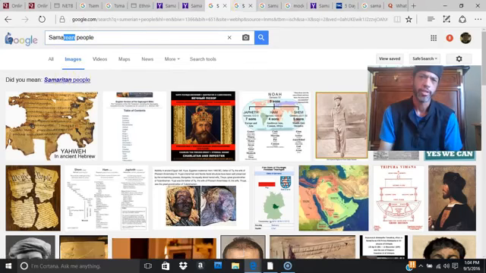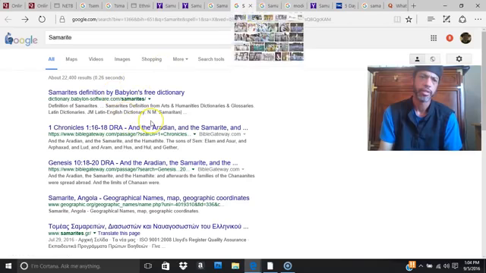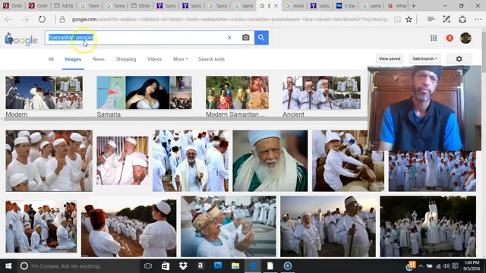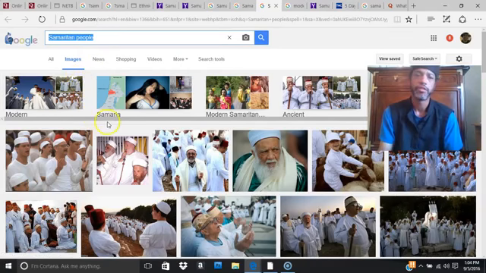If I type in Samaritan, it asks, do you mean Sumerians? This gives us the Sumerians, and this will pull up biblical links. Shows we're on the same pattern, same wavelength. And then this comes up. These are the images of the Samarean.